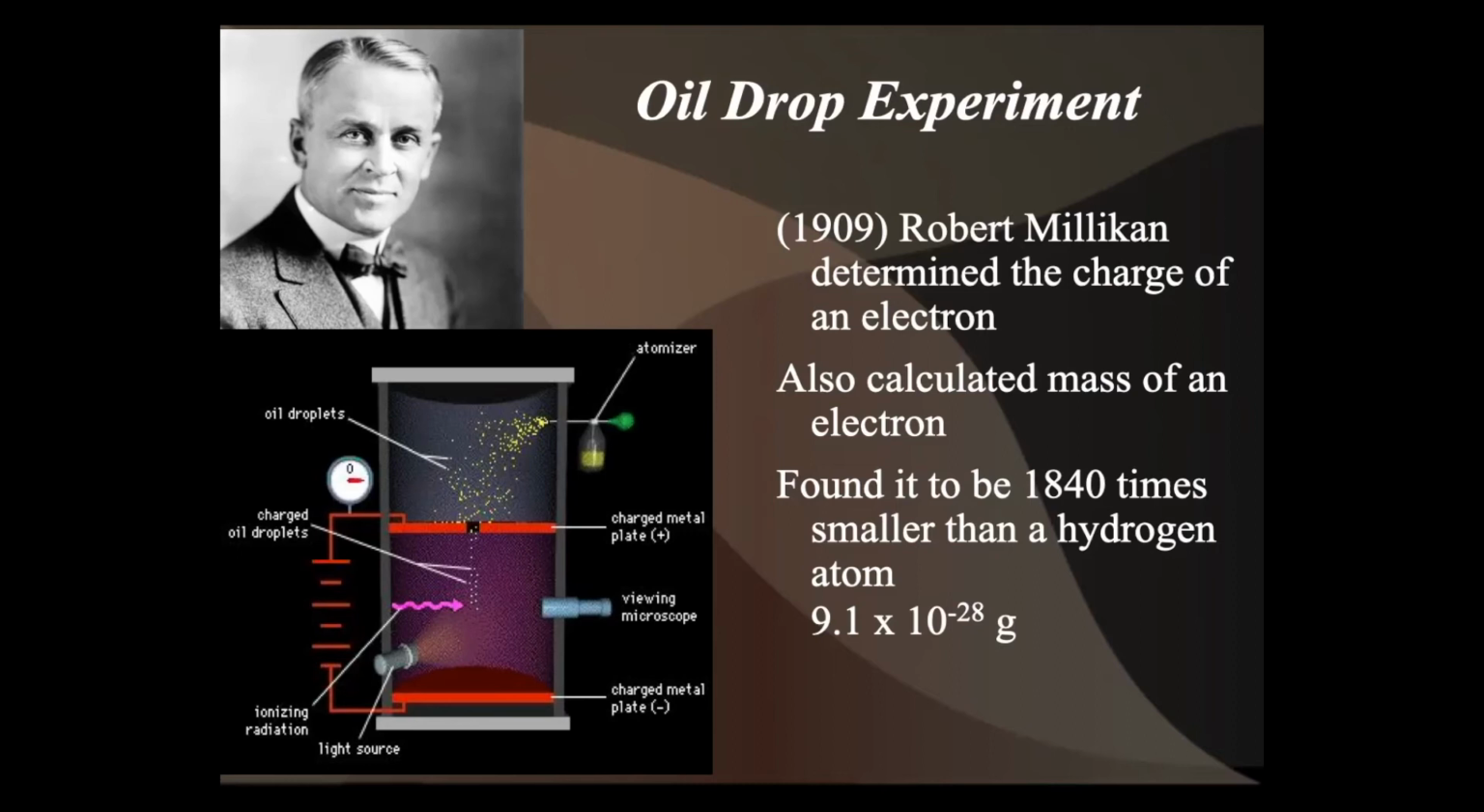So he took some oil droplets and shot a fine mist of them into this container. They fell down and there was an X-ray beam that moved the electrons from the oil out to make them charged. So the oil became charged as it went through this X-ray area. You had this charged plate right here, a negative and a positive end of the plate, negative down here. Well, these became negatively charged, and so that meant that this negative end right here would repel them and keep them hovering above.